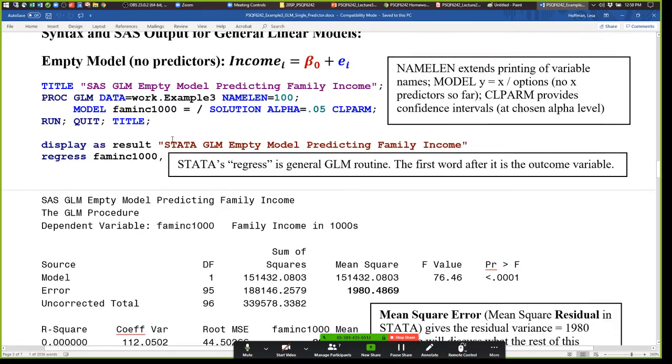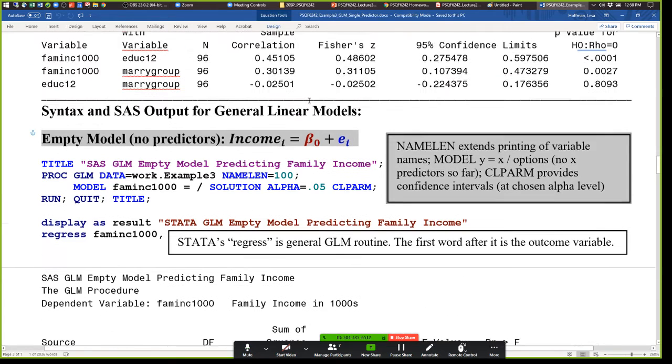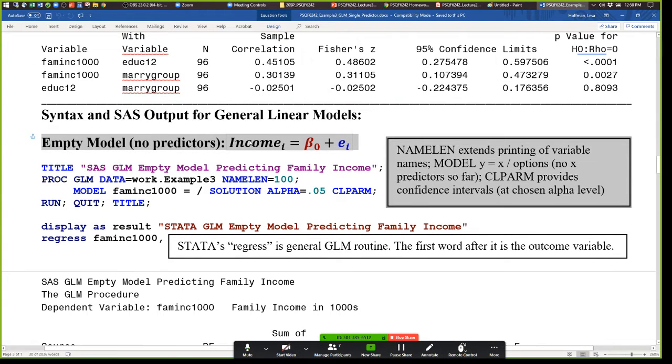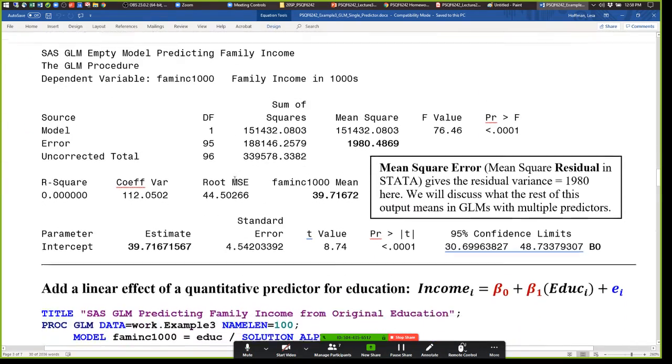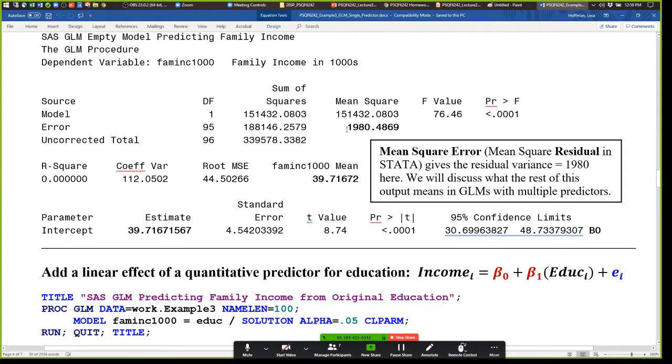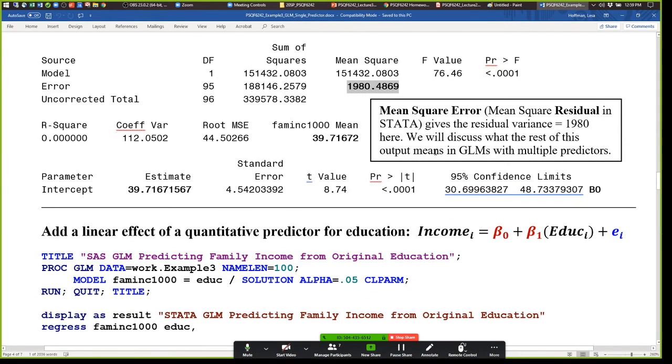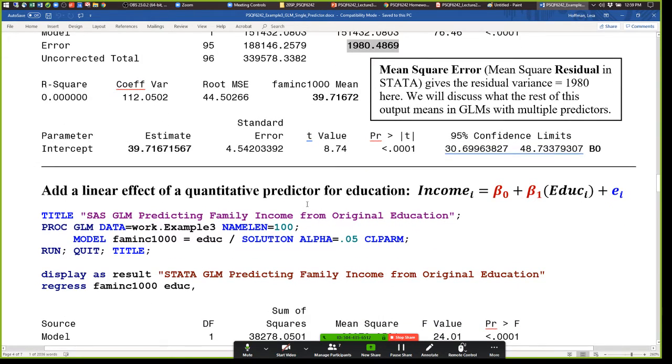So there are 3 types of models that I'm asking you to practice in homework 3. One of them is an empty model, right here, with no predictors. It has an intercept and a residual variance, that is all the variance, as the 2 parameters that come out of that. The mean square error term right here, that's your residual variance. In the next unit, I will explain what the rest of these numbers mean, but we don't need to know what they are yet. Just that one. The Stata output looks very, very similar.